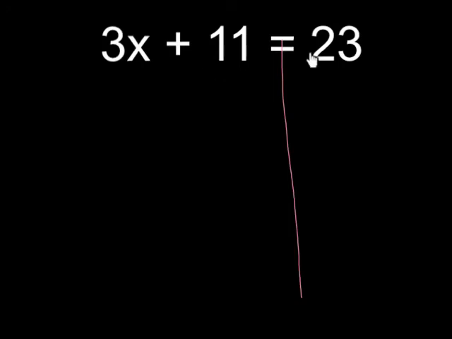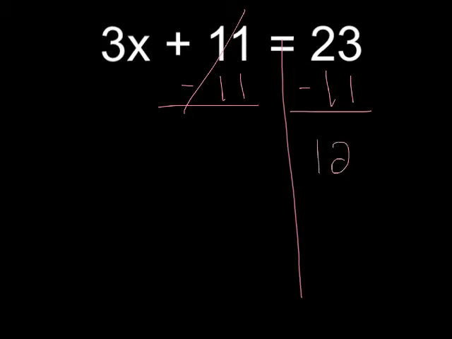So we undo the last thing that happened to the variable. The last thing was plus 11. We undo that with minus 11. Whatever we do to the left, we have to do to the right. Plus 11 minus 11 cancels. 23 minus 11 is 12. Bring down what's left of the equation.